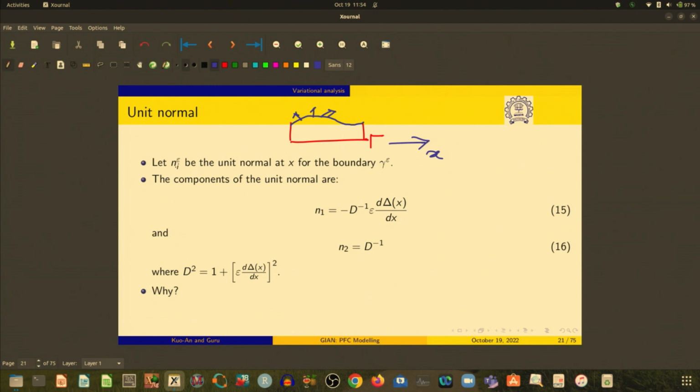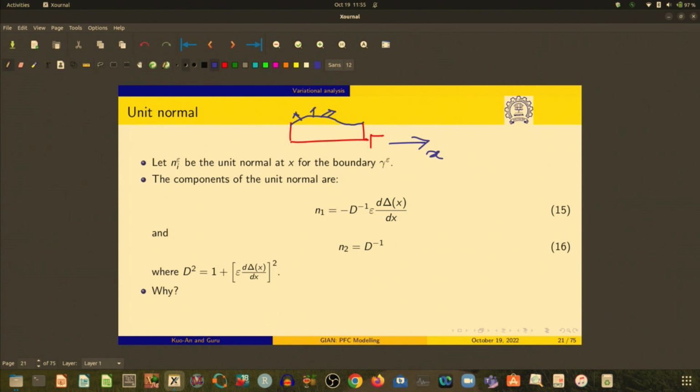So, I want to know what is the unit normal for given epsilon on this boundary at a given x, at different points. The components of the unit normal are: you take 1 plus epsilon times d delta x by dx whole squared, you take the square root of this, that is d. The n1 component is minus 1 by d epsilon d delta x by dx, and the n2 component is d inverse. Have you seen this? Do you know why this is so?